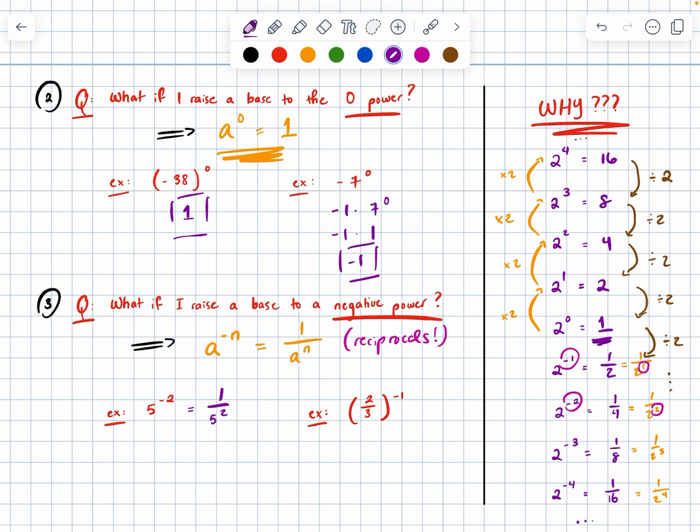So 1 over 5 to the second power. And I can simplify that, right? 5 to the second power is 25. Same thing here for 2/3 to the power of negative 1. Again, this is really telling me to find the reciprocal of the base. Well, the reciprocal of 2/3 is 3/2. Cool! So with that, you've now discovered your second and your third law of exponents.